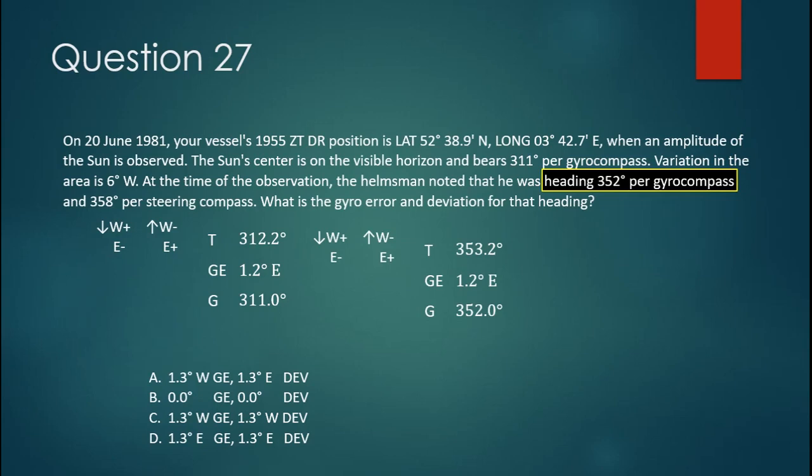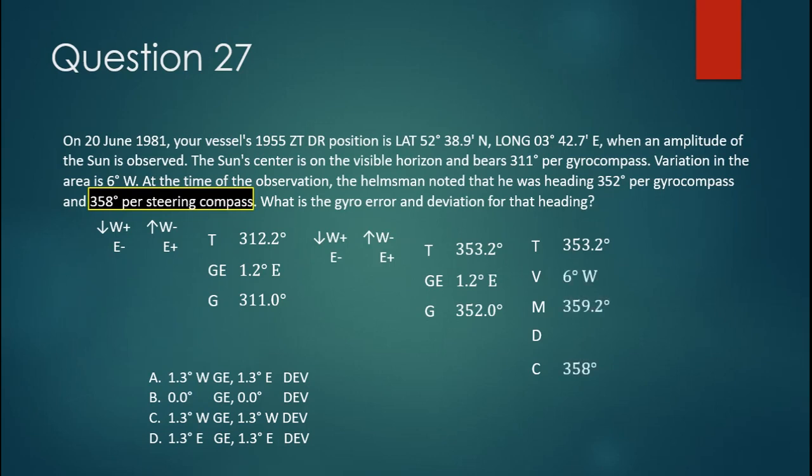And now we can apply that to our magnetic heading to get the deviation. So our 353.2, and we're steering 358, comes out to 1.2 east. And a gyro heading of gyro error of 1.2 east. So it looks like D is going to be our answer on this one.